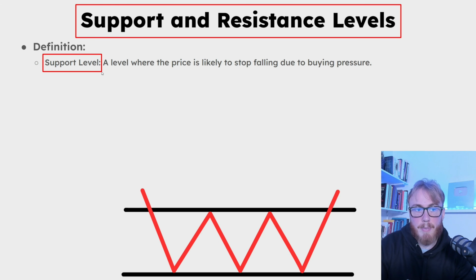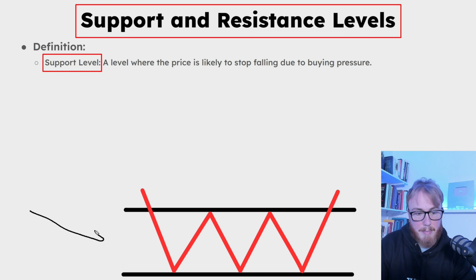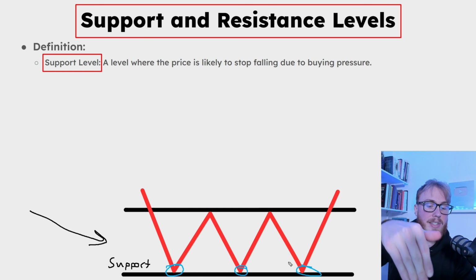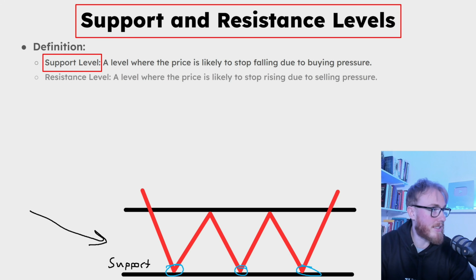A support level is basically a level where the price is likely to stop falling due to buying pressure. So as you can see on the image right here, the support level is the lower level right here. As you can see, the price stopped falling here 1 time, 2 times, 3 times. And every time we reached the support, we actually saw strong bounces to the upside.